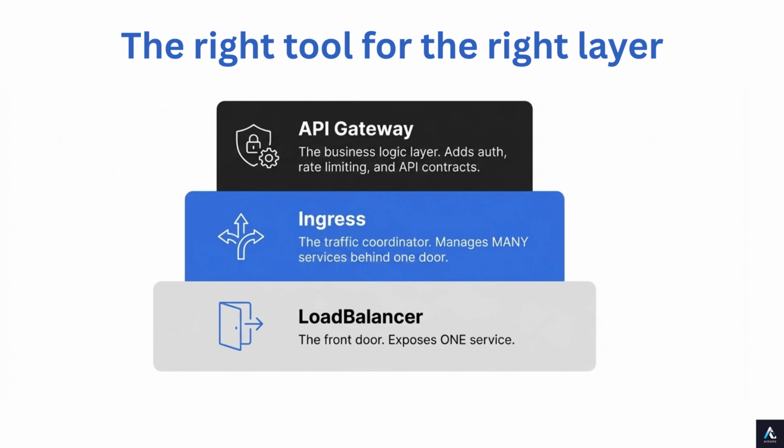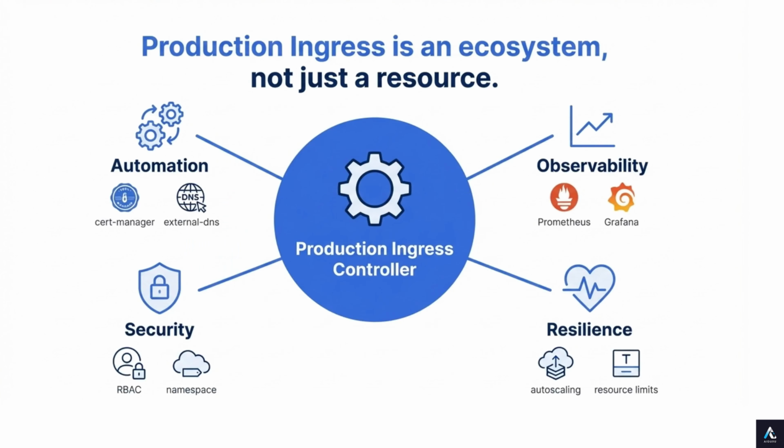And with that distinction clear, we can turn our attention to what running Ingress in production really looks like. Production Ingress isn't really about writing rules. It's about operations. It starts with choosing a strong Ingress controller, one that runs in its own dedicated namespace, with clearly defined RBAC, proper resource limits, and the ability to scale automatically as traffic grows. Security at this stage has to be automated. TLS should be handled by cert-manager, and DNS records managed automatically with tools like external-DNS.